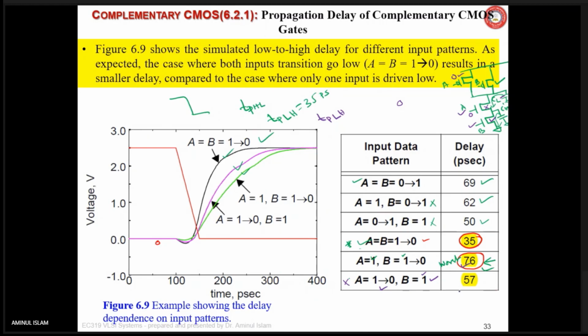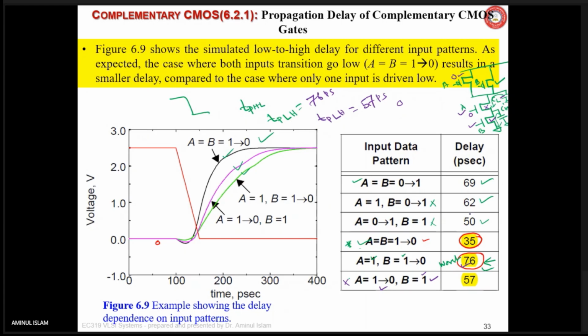This case, yes or no? Yes, sir. Could you understand why both are TP-LH? In this case, it was TP-LH. In this case, it was 76 picosecond. In this case, it is 57 picosecond. The difference in time to move from low to high is different.